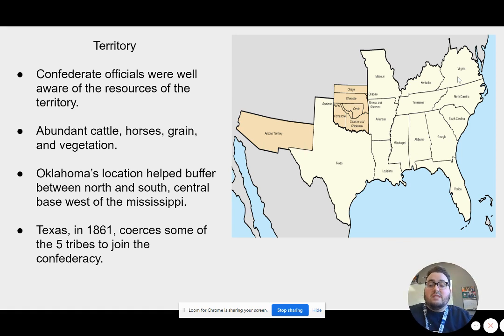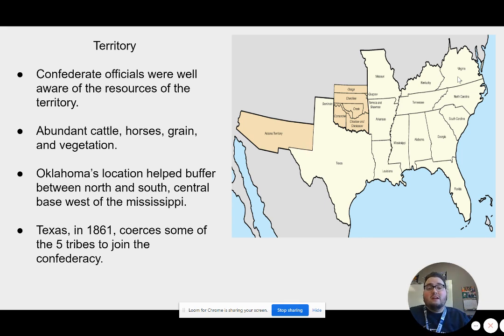Texas is the biggest factor why Oklahoma becomes a Confederate state. Texas falls to the Confederacy, so they side with the Confederate States of America in 1861. They start sending people up from Fort Towson in Texas all the way into Oklahoma, where the Five Civilized Tribes are located. They start trying to make treaties or agreements with the Five Civilized Tribes here in Oklahoma.